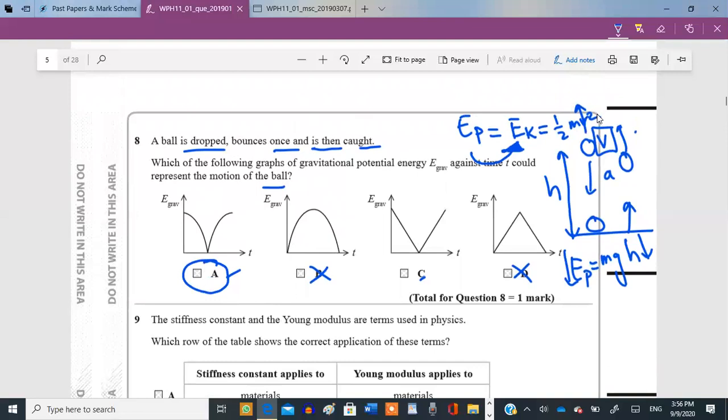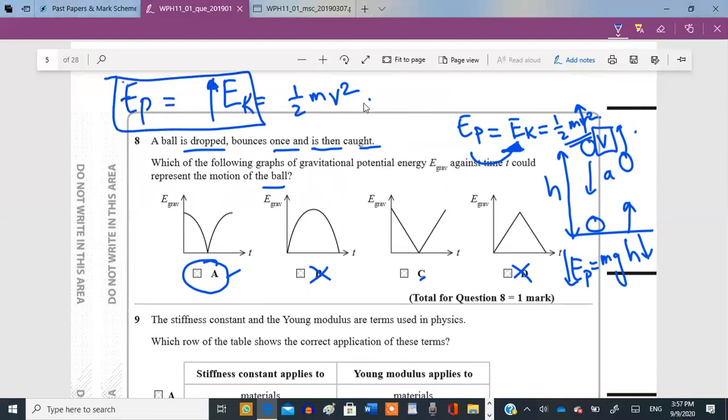So let me repeat this if you didn't get it. Over here, it's half mv squared. Velocity is increasing, therefore the kinetic energy has to increase. And kinetic energy is increasing because that potential energy was converted to kinetic energy. Now, the velocity itself is increasing at a constant rate. But what about v squared? It's going to increase at an even faster rate. Or you could think of it this way: the kinetic energy is increasing.